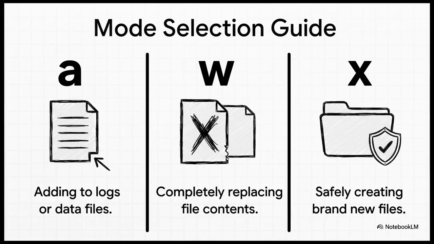And here's the ultimate cheat sheet. It really is this simple. Use A for append when you want to add to logs or data files. Use W for write only when you need to completely replace a file's contents. And use X for create when you want to safely make a brand new file. Seriously, just choosing the right tool for the job is half the battle won.